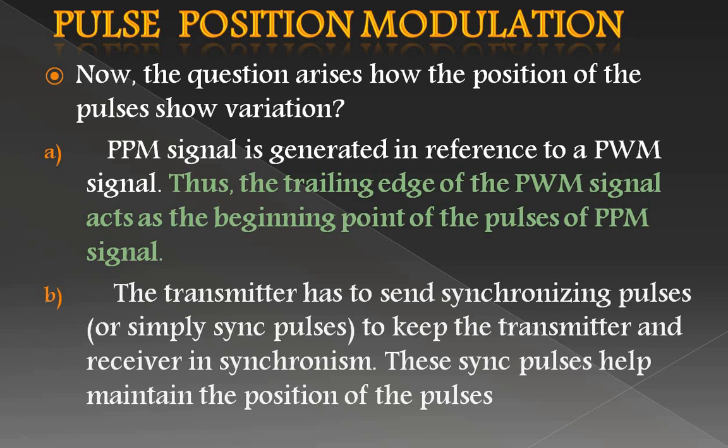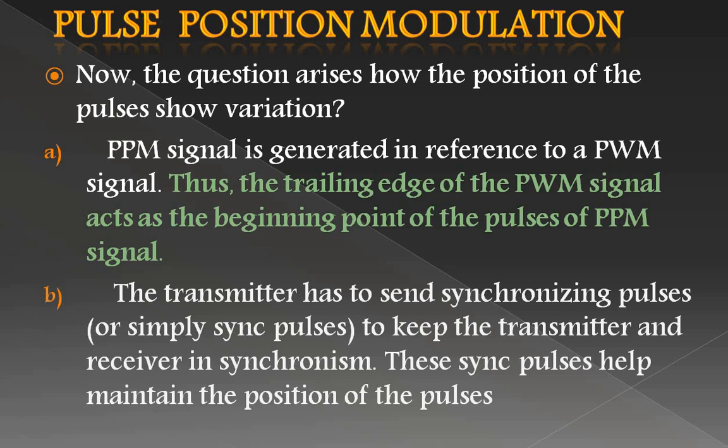Okay, so the question is how you are going to have the pulse position, how the positions will be changing. So what is the answer that you will be giving? The pulse position modulated signal is generated in reference to the pulse width modulation signal. What I said at the start of the class: the trailing edge of the pulse width modulated signal acts as the beginning point of the pulses of the PPM signal.